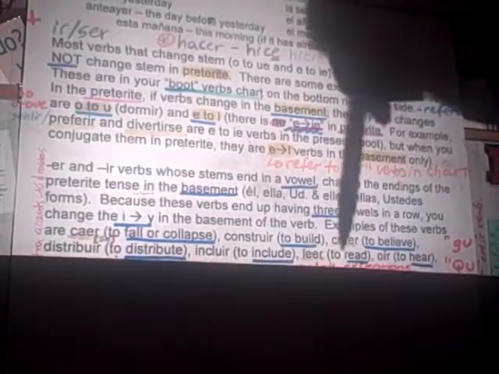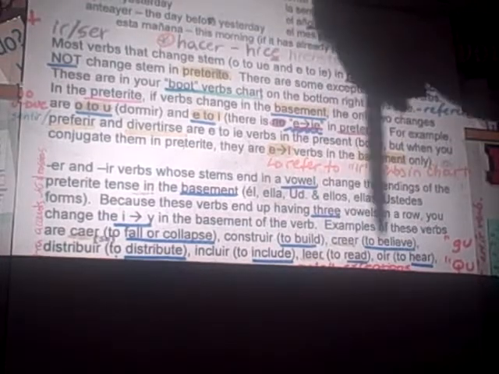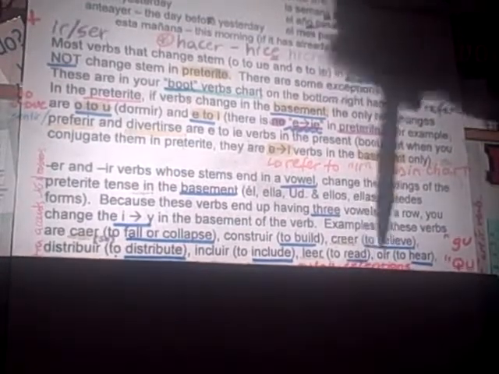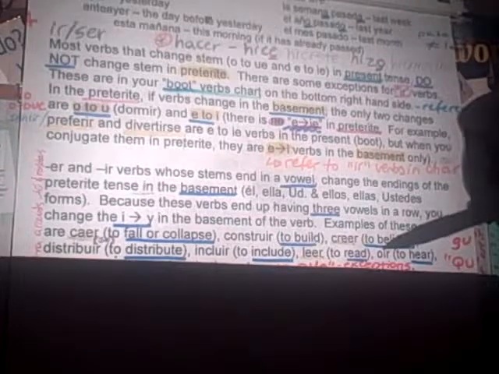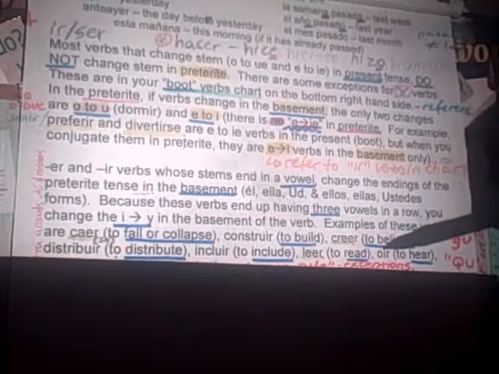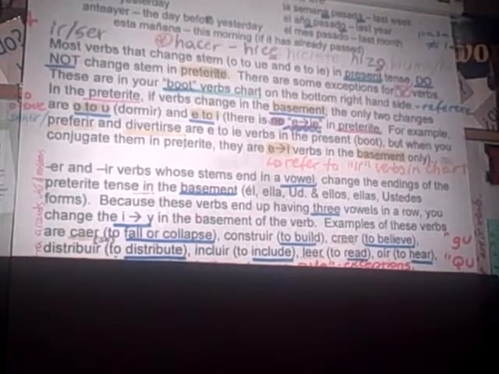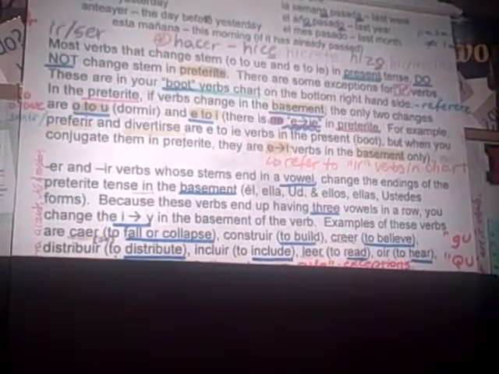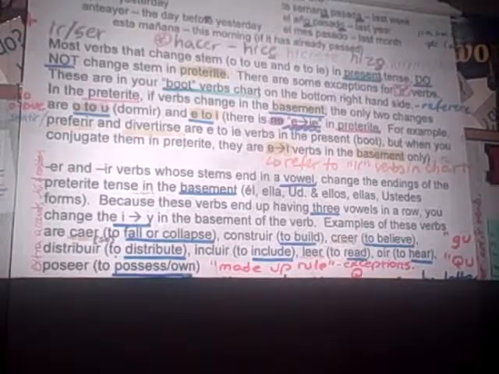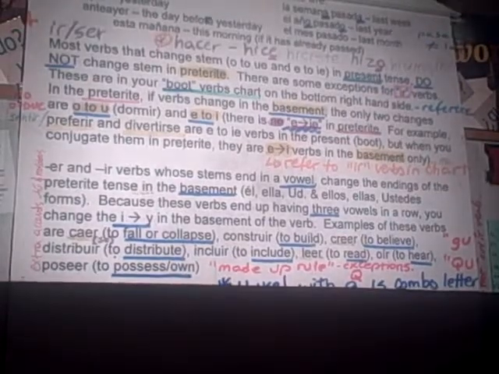Distribuir, cognate to distribute. Incluir, cognate to include. Leer, we've already known that it changes, but to read. And oír is one I believe we saw in our midterm review, was an I to Y change as well, to hear. Is that an accent? It's an accent on the original I, yes. And then poseer, to possess or own.